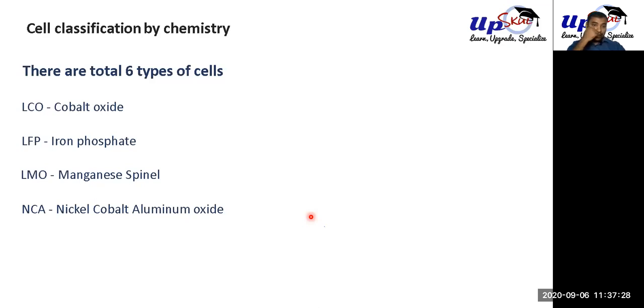Then we have our NCA battery, nickel cobalt aluminum oxide. This kind of battery is used in cars. As of my knowledge, only one company still uses this, and that is Tesla. They still hold on to the old things. Everyone has moved on. So the other one is the NMC battery.